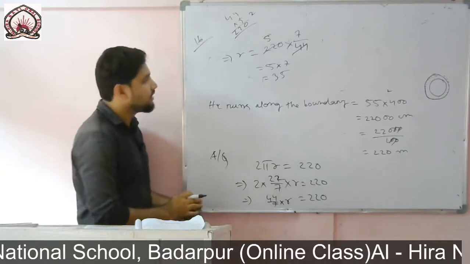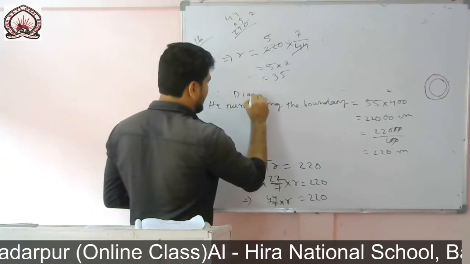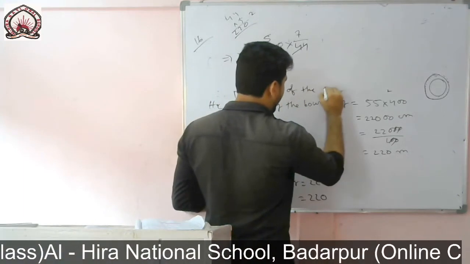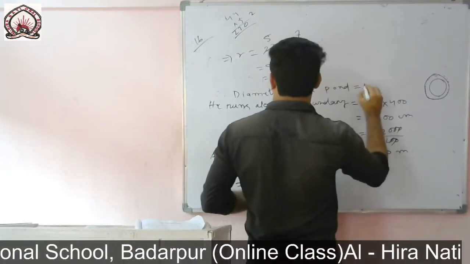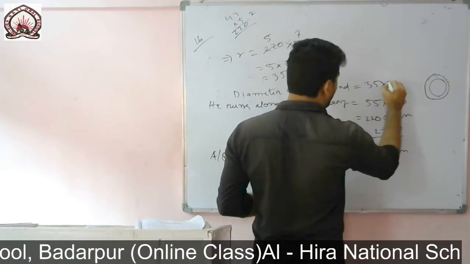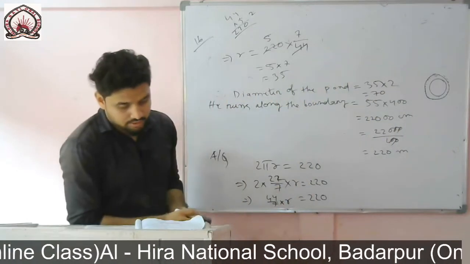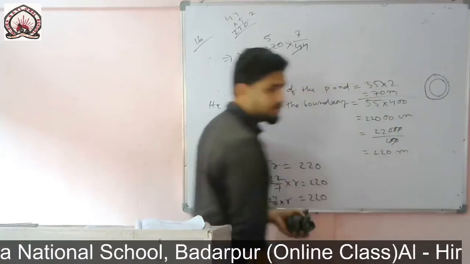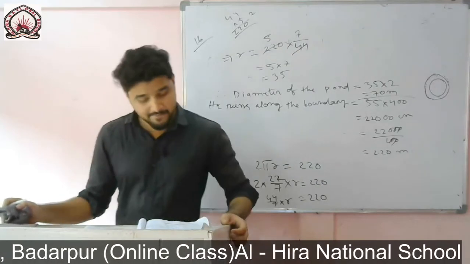Now you can find the diameter. Therefore the diameter of the pond equals 35 into 2 equals 70 meter. That is the answer. Okay, now come to question number 17.